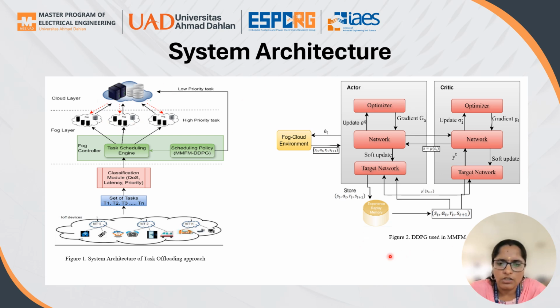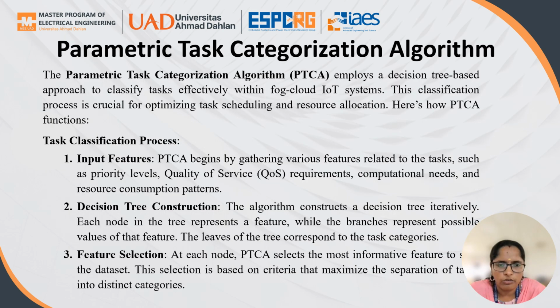Figure 2 shows the DDPG algorithm which is used in the MMFM model. This DDPG algorithm uses the soft critic model, and here we have the target network. Whatever the fog environment is, the parameters will be sent to the actor and critic. After that, the decision is taken whether to give the task to the fog layer or to the cloud layer. Once the decision is made, it is assigned to the fog layer or the cloud layer. So this is the overall architecture of this task offloading approach.